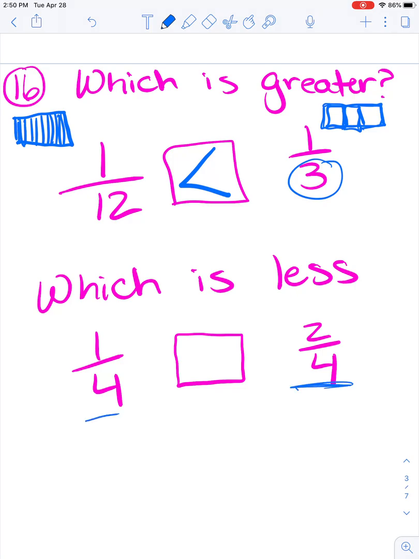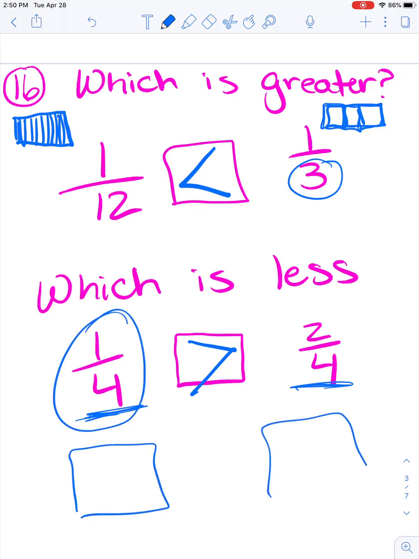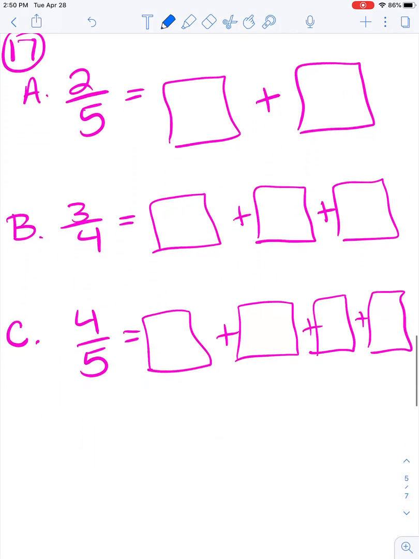Here, which is less? We have 1/4 and 2/4. If your denominator is the same, you only look at your numerators. Okay, and this is real world. Well, which is less, 1 or 2? 1 is. 1 is less. If you wanted to draw it, here's 1/4, here's 2/4.